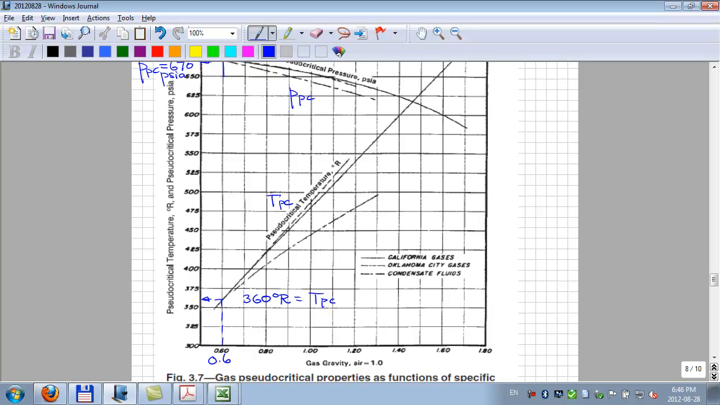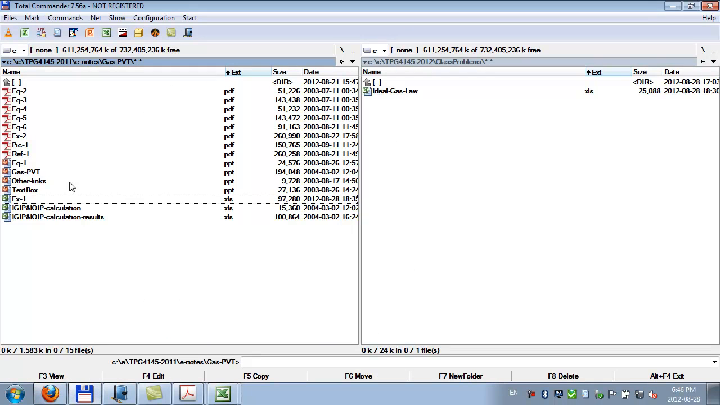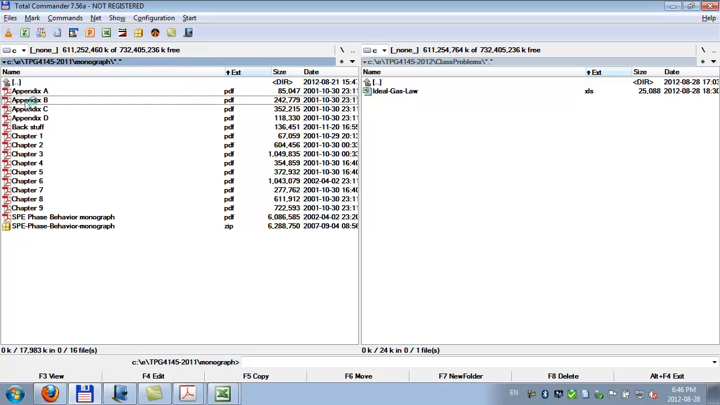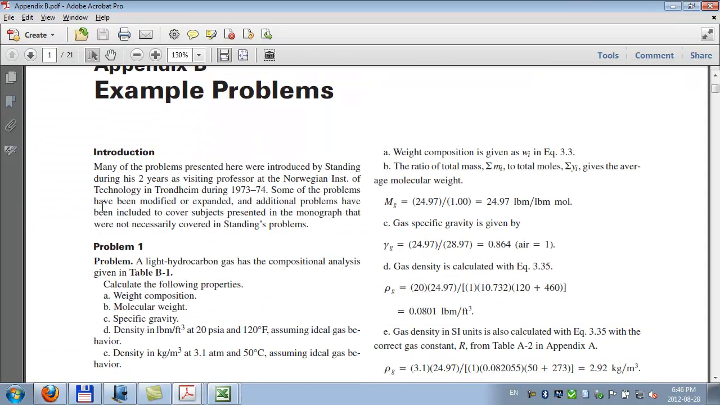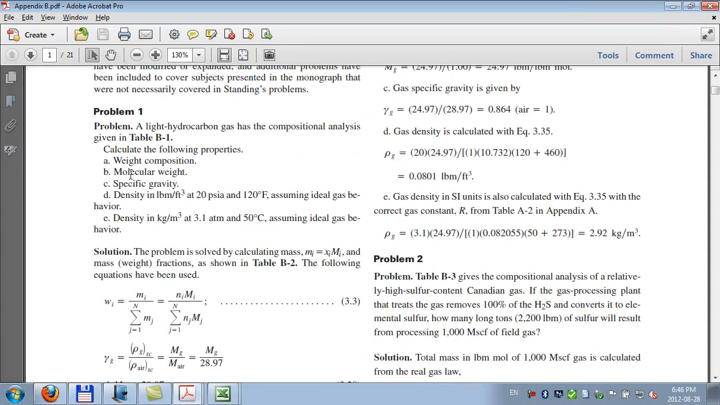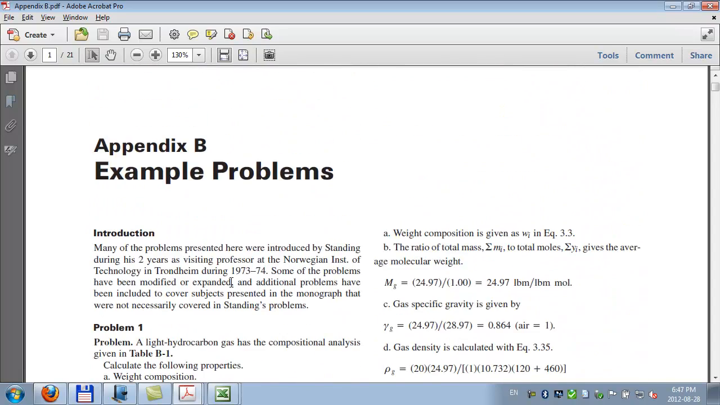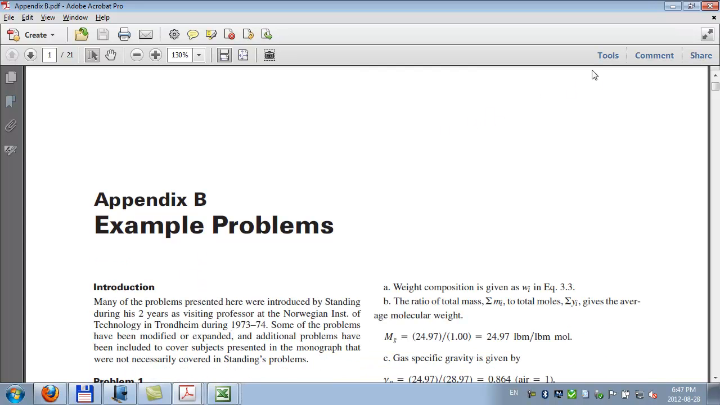I think that's pretty much it. What I will show you is Appendix B, which basically has a worked example. The first couple of worked examples in Appendix B are for calculating gas properties like Z factor. So you can see how it's being done there. It's for a simple gas composition like this. This is actually not a reservoir gas, obviously. Okay, so that's Appendix B, if you have any questions.